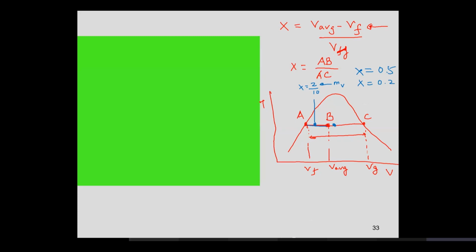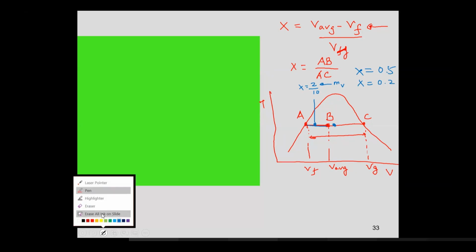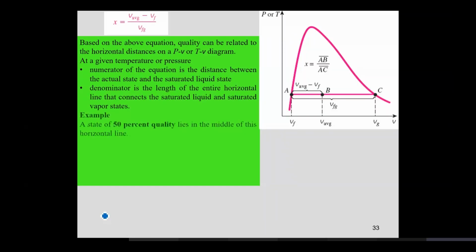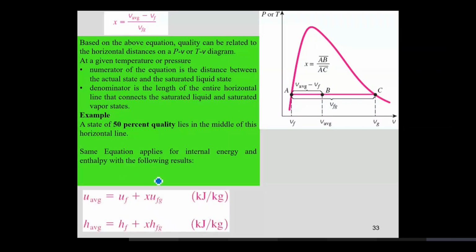All right, great. So the same thing is explained over here. Again, I'll not repeat it over and over again. The same relationship as V average would be applied for all the rest of the properties. The average enthalpy and average internal energy would vary the same way. That means the Uf value plus X multiplied by Ufg. Similarly, Hf value plus X multiplied by Hfg. All the values for the mixture would have the same relationship.